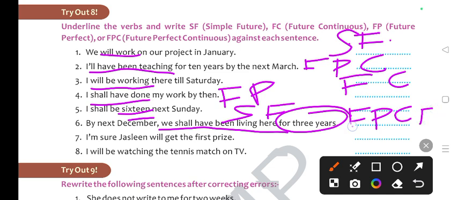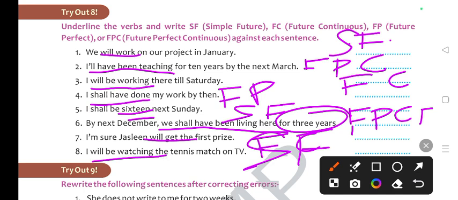Okay, FPCT. Next, I'm sure Jasleen will get the first prize. So this is the first form. So we will write here future tense. This is simple future tense. I'm just writing SF, simple future tense. Now the last one, I'll be watching, will plus be plus ing form. This is future continuous tense.